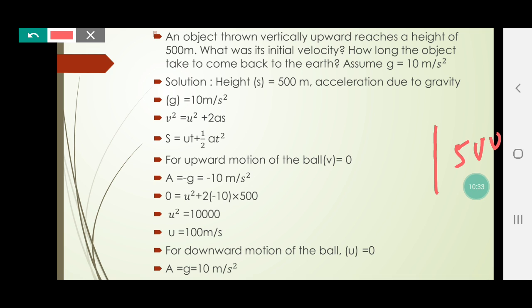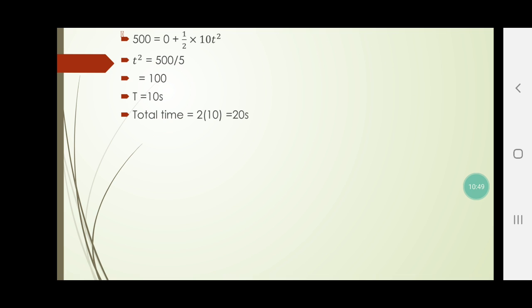Now for downward motion of the ball, value of initial velocity will be equal to 0 and acceleration due to gravity will be the positive value. Now which formula are we going to use to calculate the time? We are going to use s is equal to ut plus half at square.